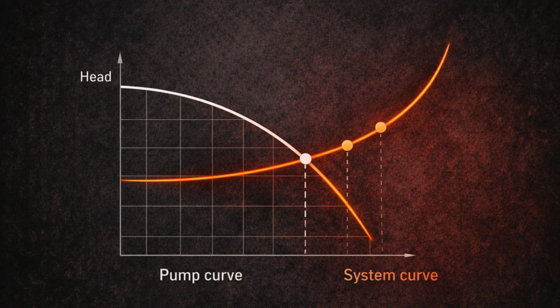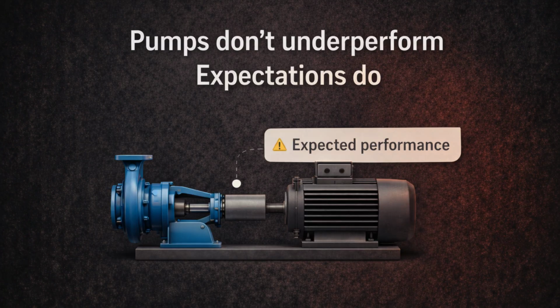When a valve throttles, the system curve shifts. When pipes foul, the system curve shifts. When temperature changes fluid properties, the system curve shifts. As the system curve moves, the operating point moves with it. This is why pumps appear to underperform on site. But pumps don't underperform. Expectations do. Engineers expect the pump to behave exactly like the catalog curve, without accounting for how the system actually behaves.